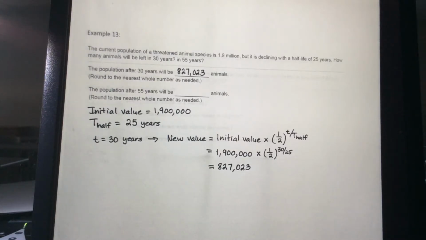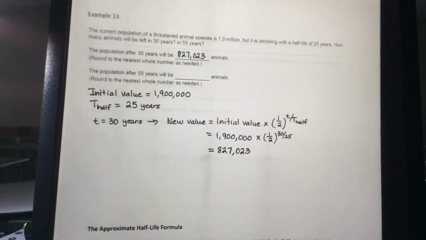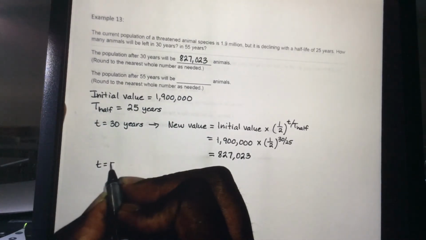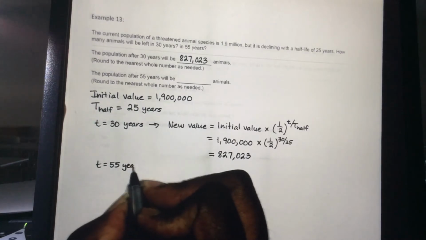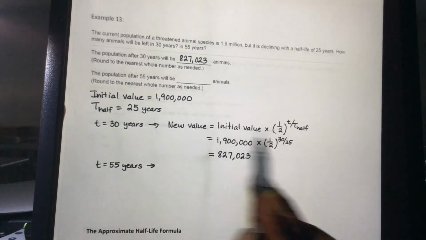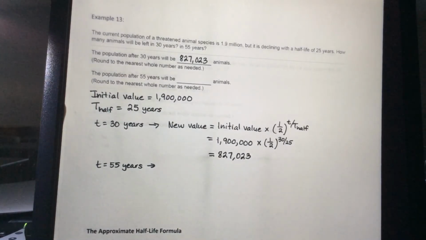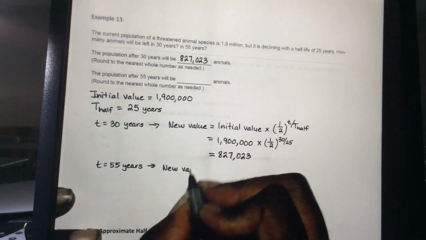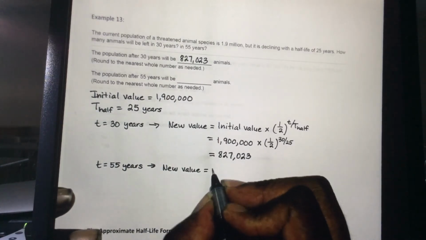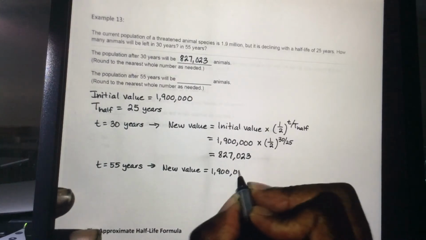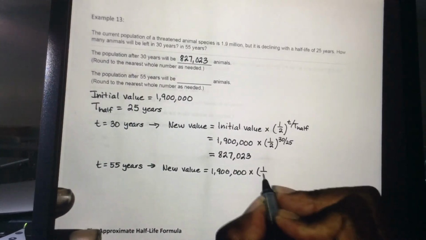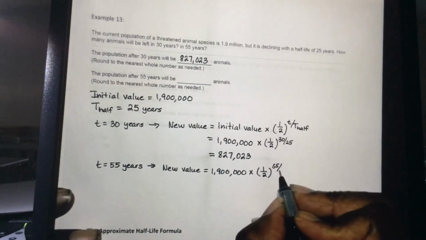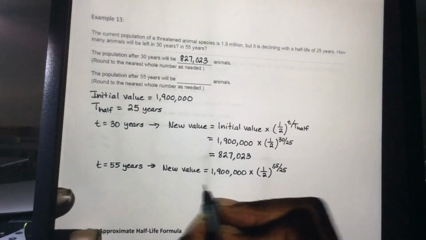And now for the population after 55 years. Okay? So now t is going to be 55. We'll still use the same formula. We'll just substitute the t with 55 this time. So now your new value, that's the initial value of 1,900,000 times 1/2 raised to the t, this time t is 55, divided by t sub half, that's still going to be 25.